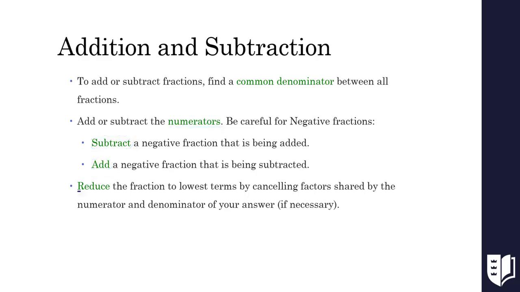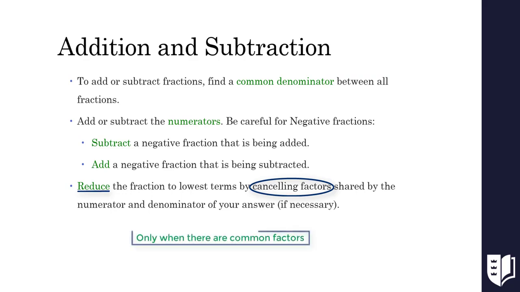Finally, remember to reduce the fraction to lowest terms by canceling factors shared by the numerator and denominator of our answer. This must only be done when we have a common factor. Sometimes we don't have common factors, and therefore we can't cancel anything in our answer.